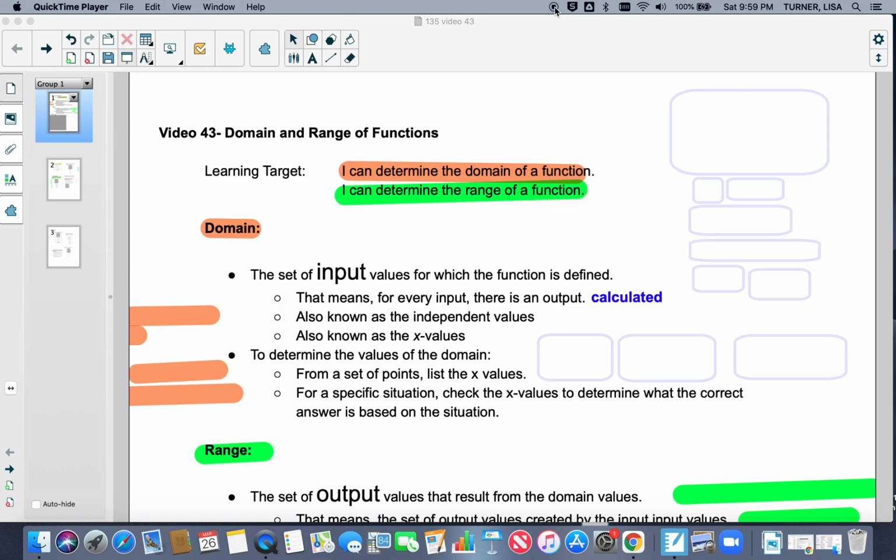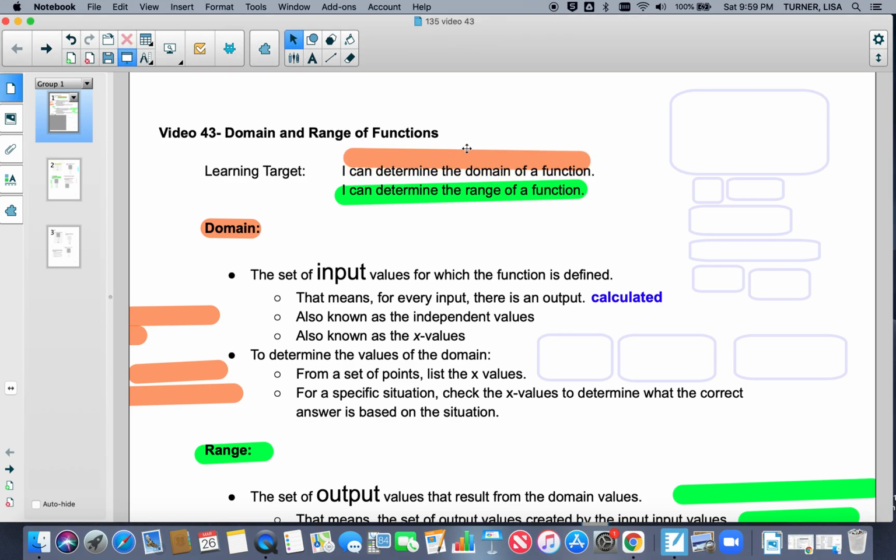Welcome to video 43, Domain and Range of Functions. Here are our learning targets. I can determine the domain of a function and I can determine the range of a function. Those are some new words for us and they're synonyms for some things we know. So hopefully some things will click here for you.